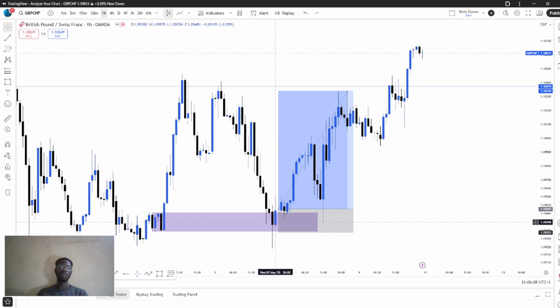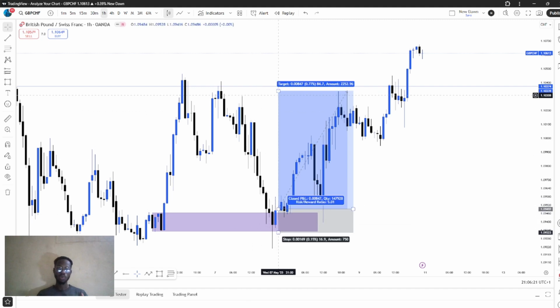or whatever may happen at your zone, right? Or at every key level, because every key level is attractive to most traders. So you need to be careful. And we took this trade, and yeah, our TP was hit.